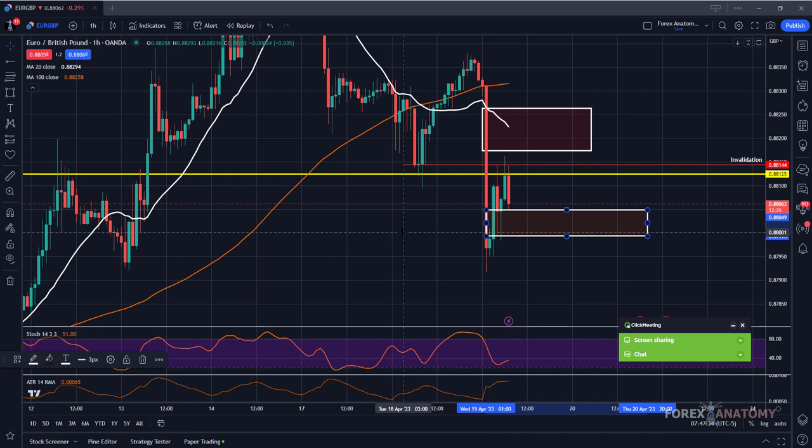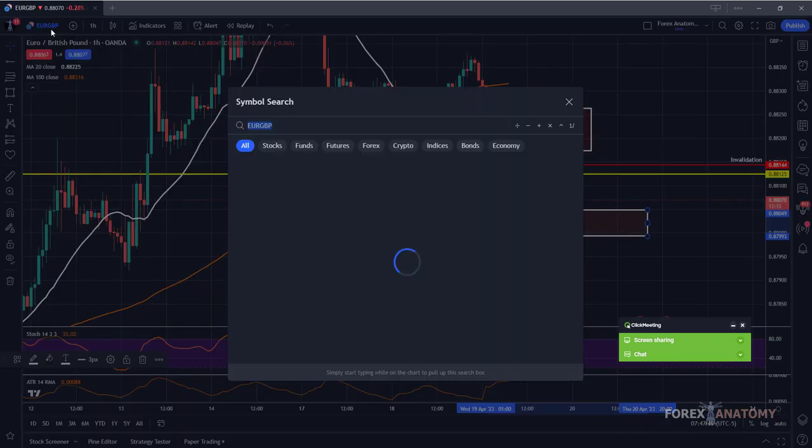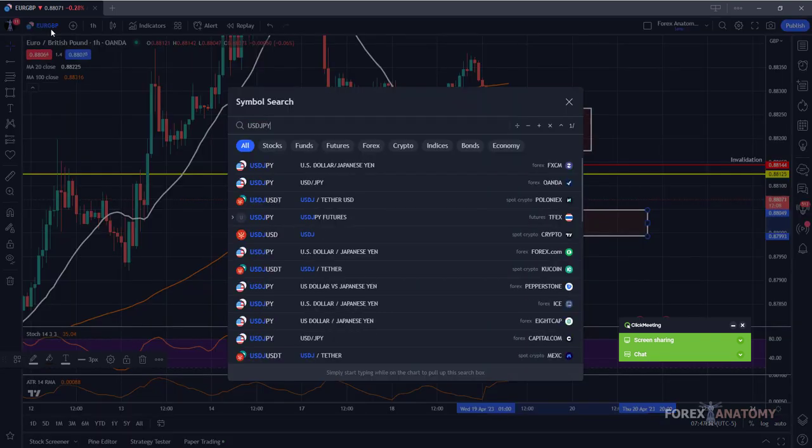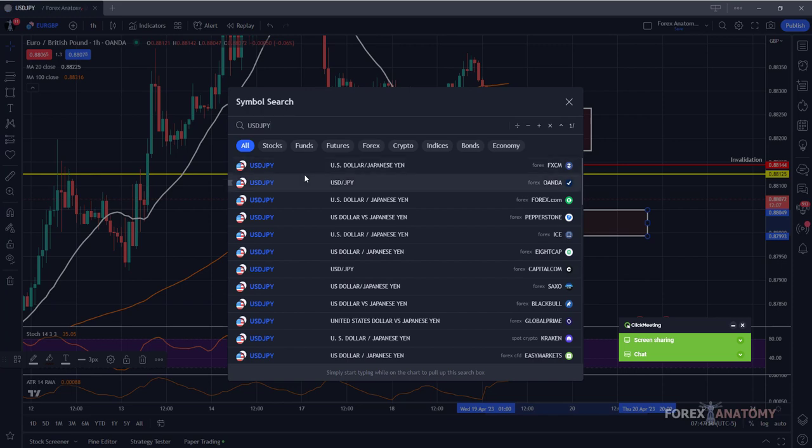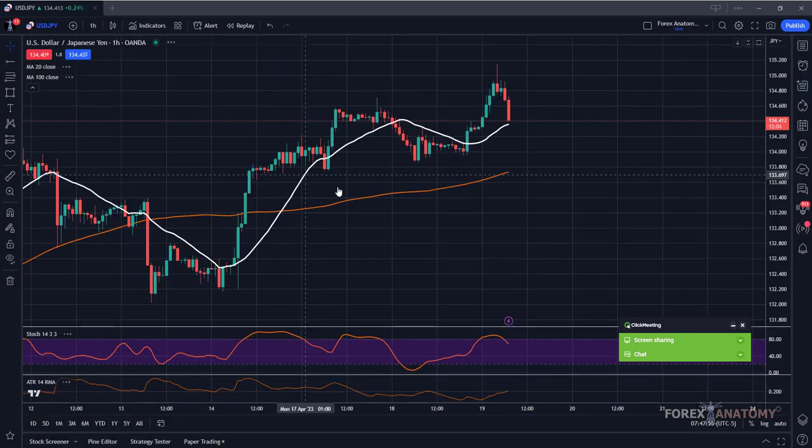So yeah, we talked about the US dollar, Japanese yen, pound yen. We talked about pound CAD just now, and we talked about euro pound right here. So with that said, let's look at how US dollar, Japanese yen is forming, and then I'm going to pass the mic back to Marvin.